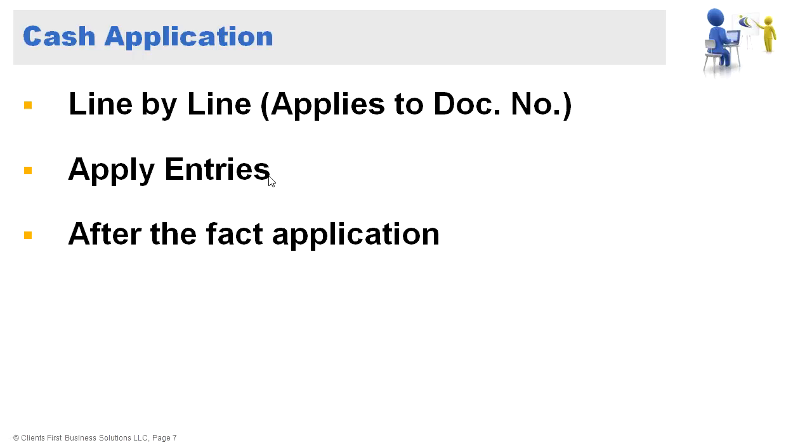From the cash receipts journal or the deposit screen, we can do apply entries. We can also do apply entries directly from the customer ledger entry screen, as long as we're drilling into the balance field, which only shows open entries. We can also do after the fact application, which is done from the customer ledger entries screen.